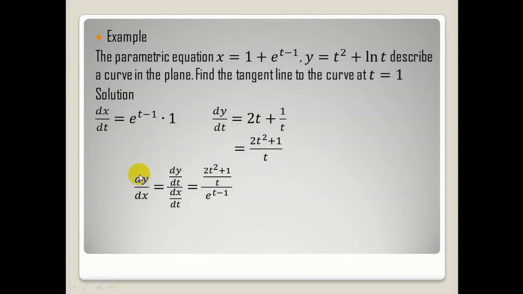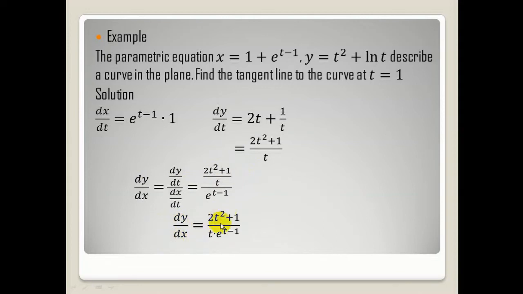So like the previous one, dy over dx is equal to dy over dt over dx over dt. You can cancel dt from each other, and then you just need to substitute the dy over dt to be here and dx over dt to be here. So make the simplifying like this one.